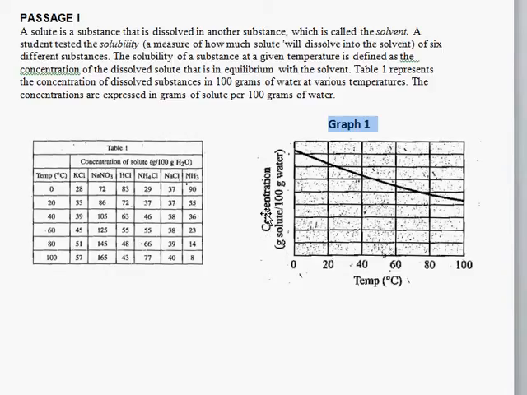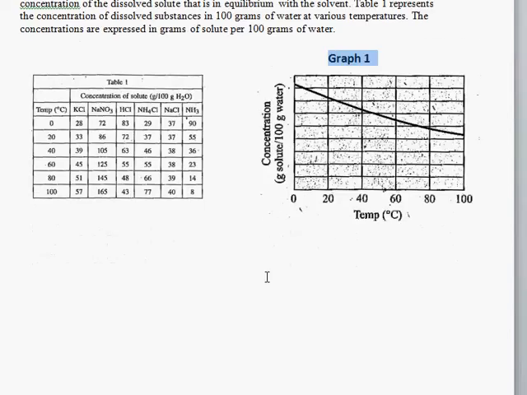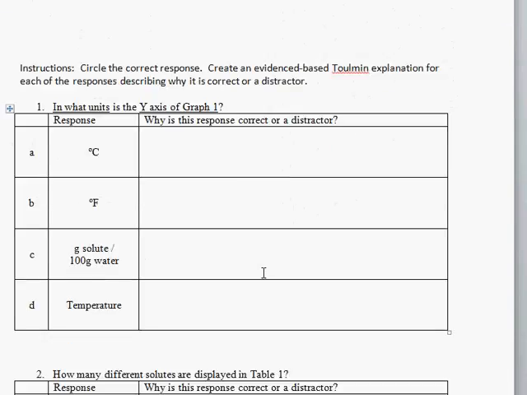Now, is concentration the unit or is this part the unit? Well, this part in the parentheses is generally the unit. So grams solute per 100 grams of water. That's what we're seeing displayed on this axis. How many grams of solute per 100 grams of water? So that's the answer. So we're going to go back down here and find grams solute per 100 grams water. It's right here. So this is the correct answer. Okay. And that means the rest of these are distractors.